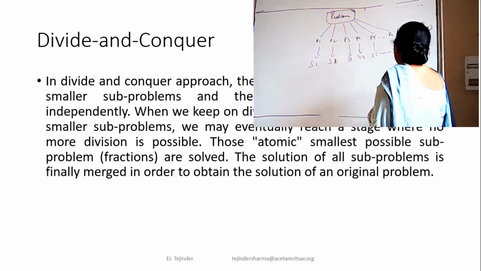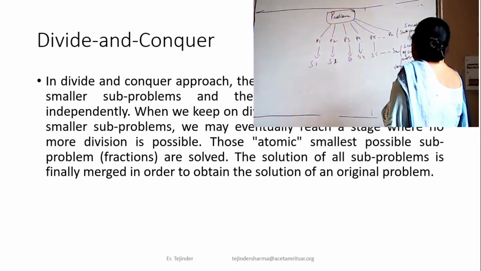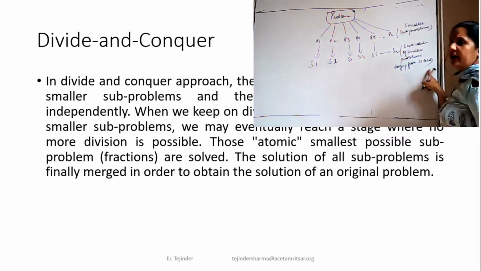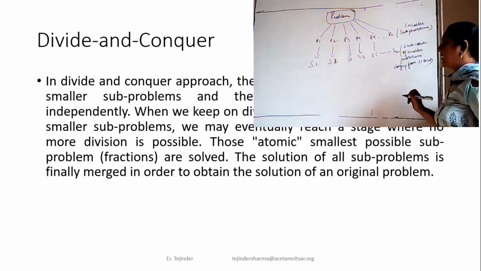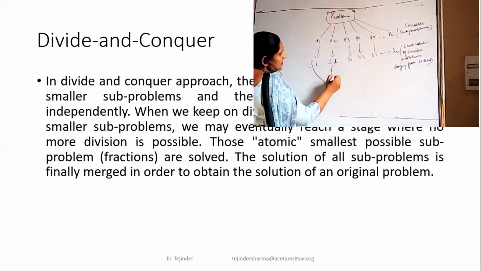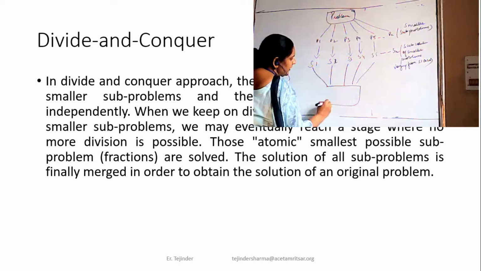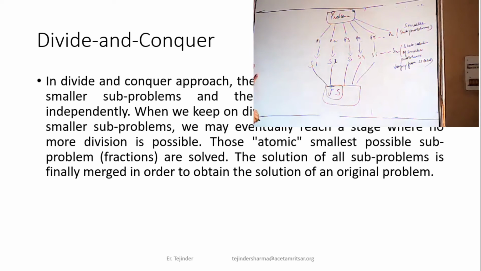varying from S1 to Sn. Now, finally, we will combine all these sub-solutions to get the final solution. Okay. Now, how are these problems divided and how are these solved?